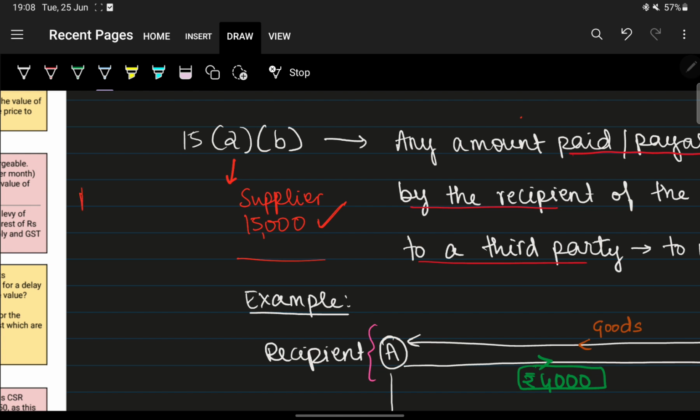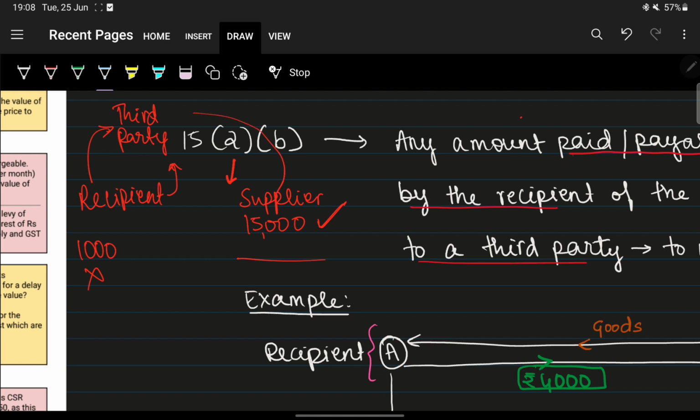Okay, so since the recipient is making this 1000 rupees on behalf of the supplier, if the recipient himself had gone to some transport agency, if the recipient himself had the liability to pay that 1000 rupees, then we won't consider it a part of this supply. Here, if there is a third party and the recipient is only liable to this third party, then we won't add it to the supply. But we will add it to the supply only if the supplier was liable.